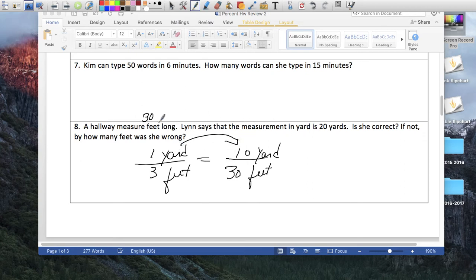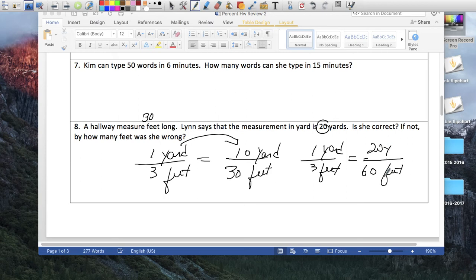Is 20 yards the same thing as 30 feet? No. How much was she off? She was off by 10 yards. Right? Let me change this to 20 yards. What's 20 yards? 1 yard is 3 feet. And 20 yards would be how many feet? Side to side times 20. So times 20, 60 feet.